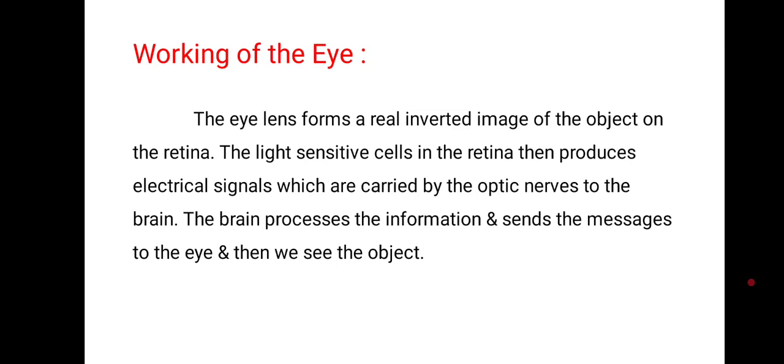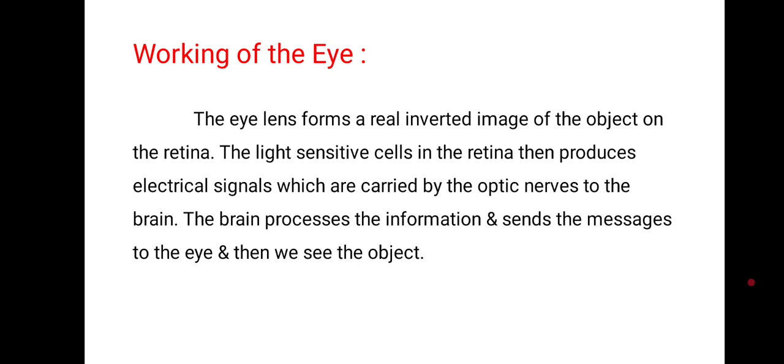The eye lens forms a real, inverted image of the object on the retina. Then the light-sensitive cells in the retina produce electrical signals, which are carried by the optic nerves to the brain, and the brain processes the information and sends the message to the eye, and then we are able to see the objects. This is the working of the eye.